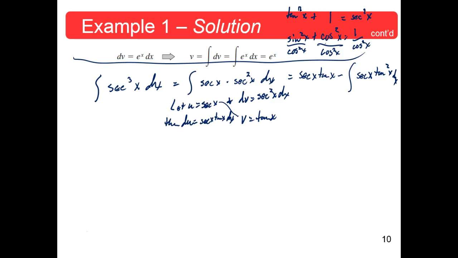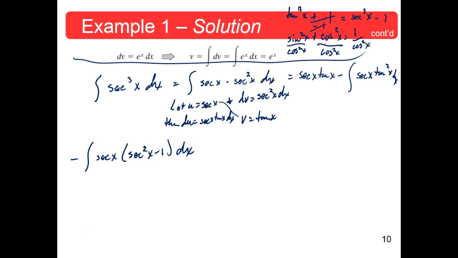Oh, wait a minute. Rather than that, I'm going to take this integral, minus the integral of secant x, and instead of tangent squared, I'm going to write tangent squared as secant squared minus 1, if I subtract the 1 from both sides. So there's the trig identity we were looking for: secant squared x minus 1 dx. That's the one I want to mess with now.